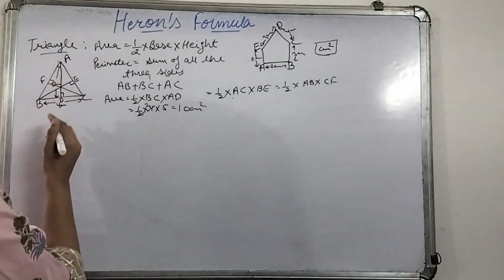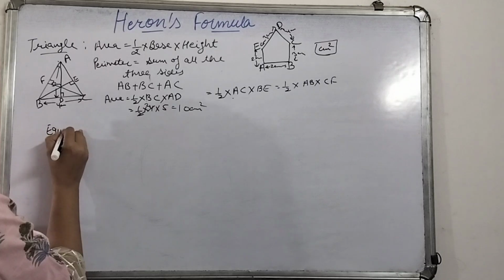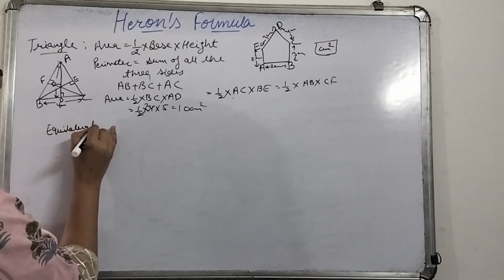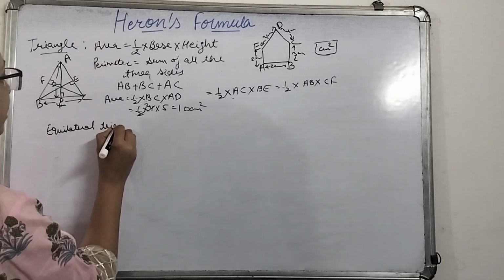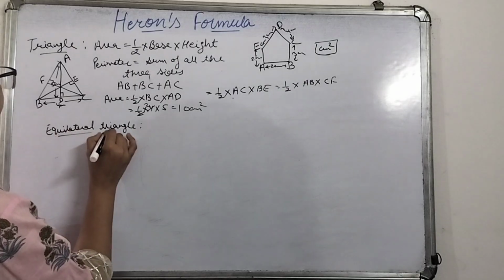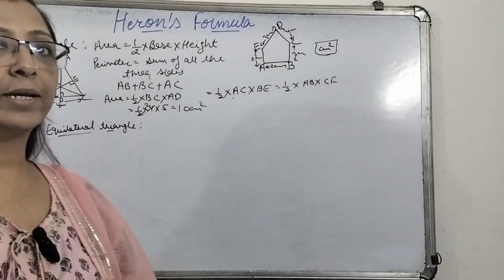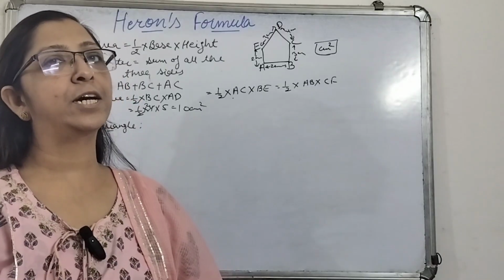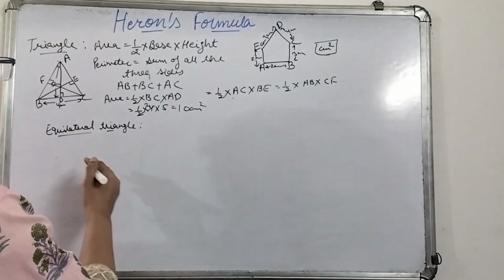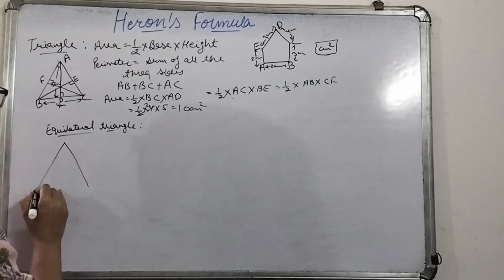Now, if your triangle is an equilateral triangle, in that case what will be the area? See over here, we know that the equilateral triangle is the triangle in which all the three sides are of equal measurement. Suppose I am saying this is an equilateral triangle.